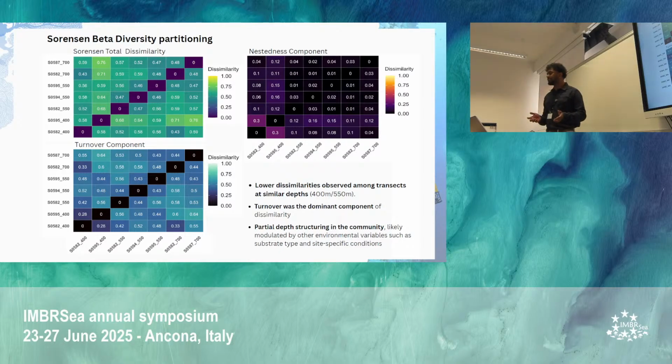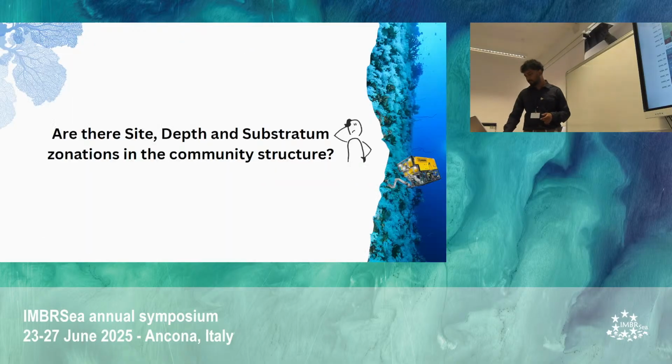In simpler terms, this says that within site and within depth comparison, the species structure is defined by species replacement rather than having a subset of the same species throughout the transects. And interestingly, when I look at the turnover component across similar depth, I recorded relatively low values compared to the cross-site comparisons. It also suggests a partial depth structuring within these vertical wall habitats.